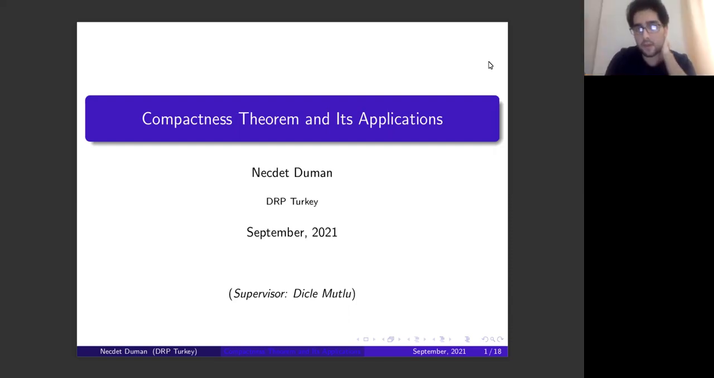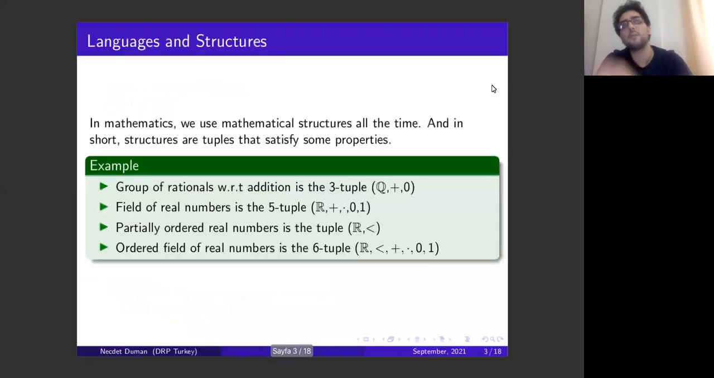Hi everyone. As my mentor said, I will talk about compactness theorem and its applications. Compactness theorem is an important theorem in model theory, and model theory studies mathematical structures and properties they satisfy. So first, we want to define what a structure is. In essence, they are just tuples that satisfy some properties.